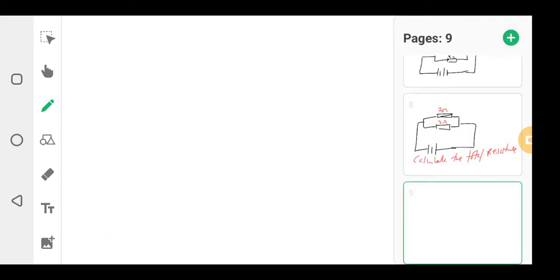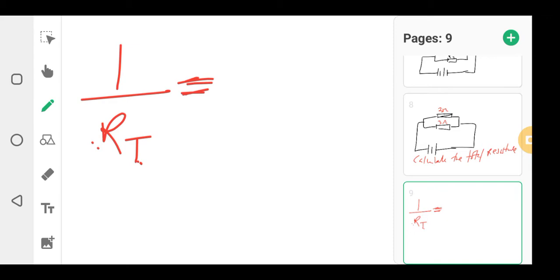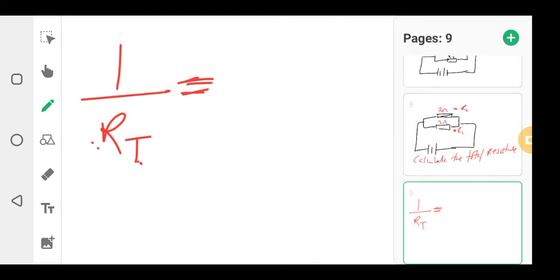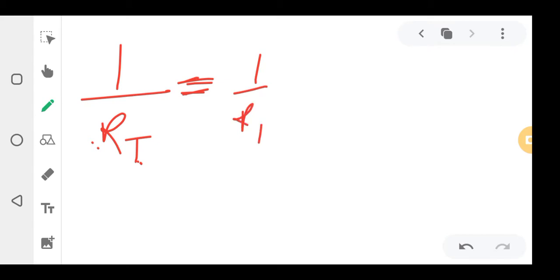Whenever you are calculating the total resistance in parallel, you always put 1 over RT, which means total resistance, is equal to. You always put 1. And then you ask yourself, how many resistors do we have? There are 2 resistors, resistor 1 and resistor 2. So 1 over RT is equal to 1 over resistor 1 plus 1 over resistor 2. If there are 3, you add plus 1 over resistor 3. If there are 4, you keep on adding, but there are only 2 resistors, so this is not necessary.